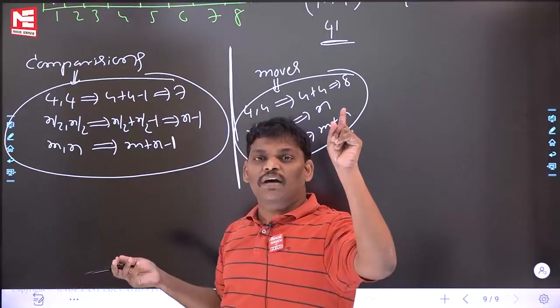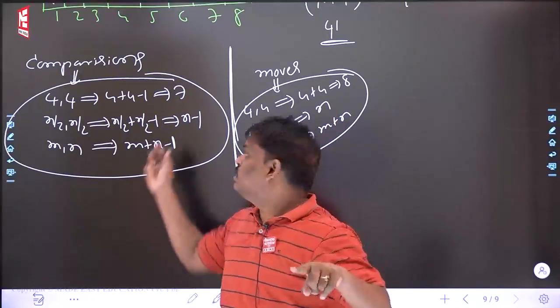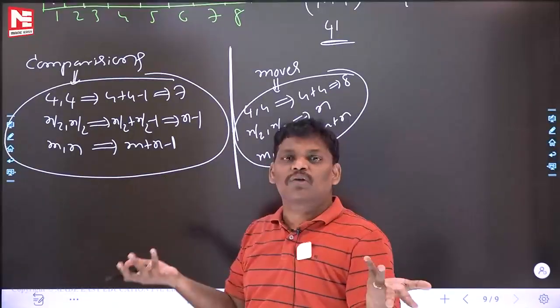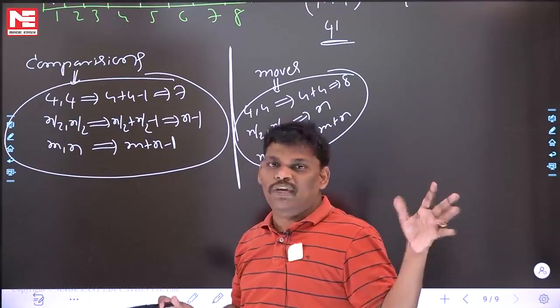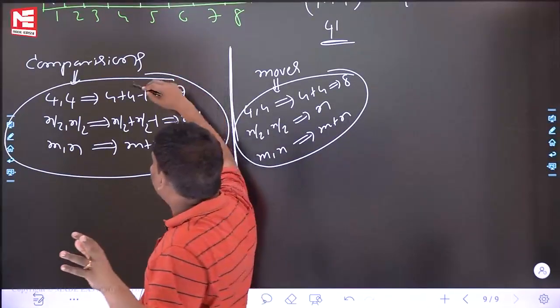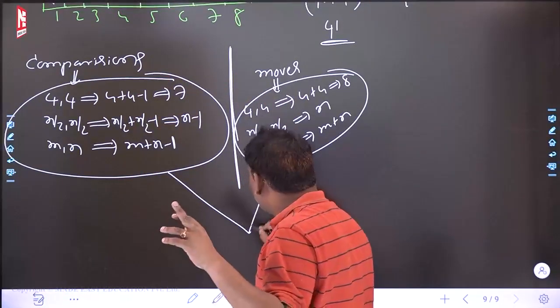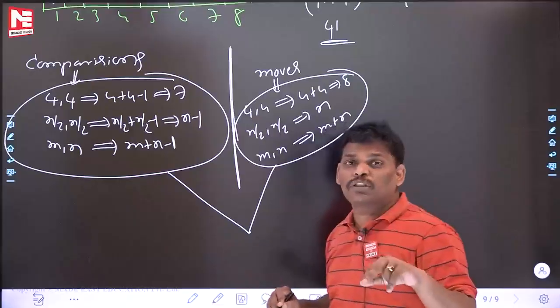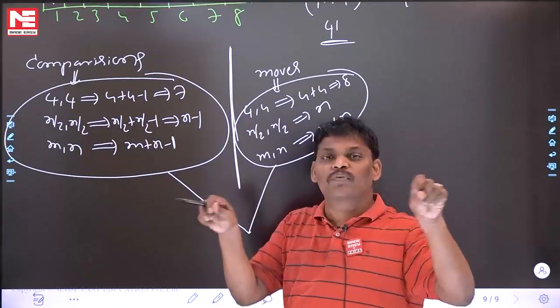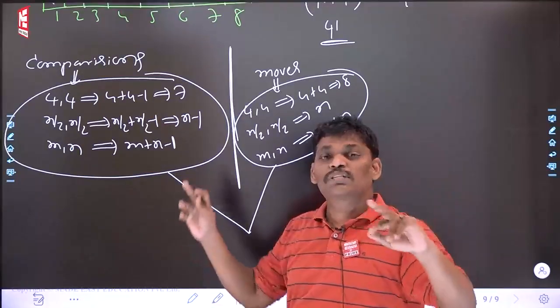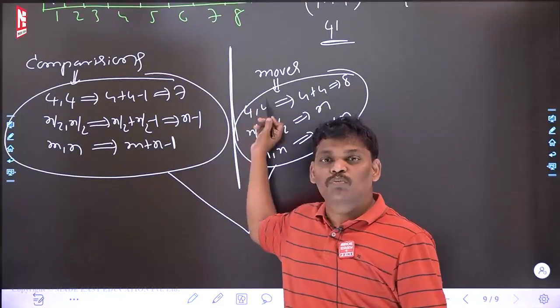So time complexity of merge algorithm is nothing but these two: comparison plus moves. Whatever work is going on, that work only is the time complexity. You know very well. If you add these two things, then time complexity will come. But one thing is true. Even though you add these two, who is the dominator? Comparisons and moves, who is bigger?